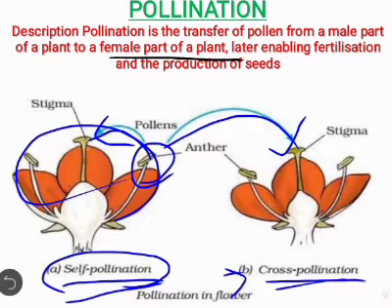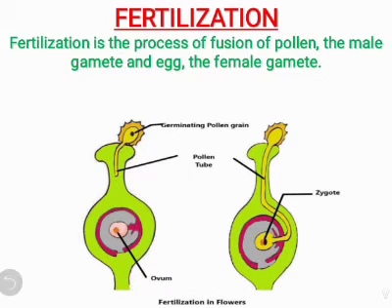After transfer of pollen grains from anther to stigma, they get fused, and the process of fusion of pollen, the male gamete, and the egg, which is a female gamete, is known as fertilization.